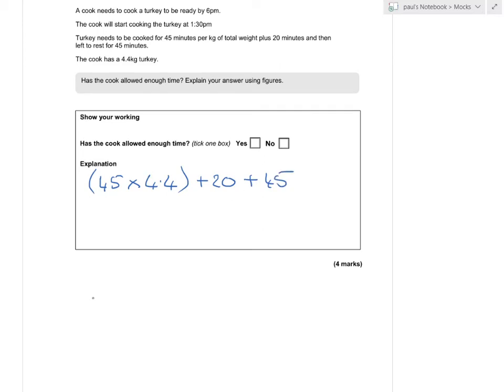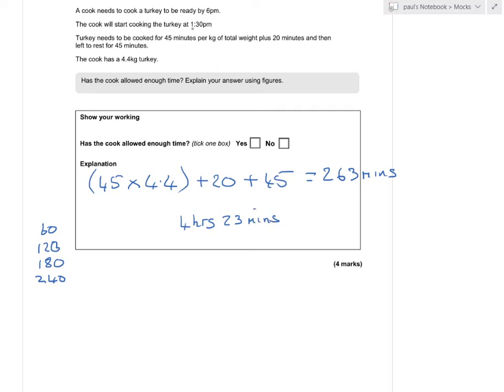So 45 times 4.4 equals 198. Add 20, add 45 is 263 minutes. Now 60 minutes, 120, 180, 240. So 240, so that's 4 hours and 23 minutes.